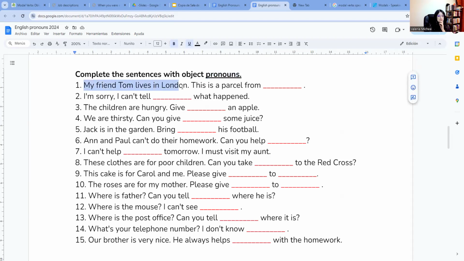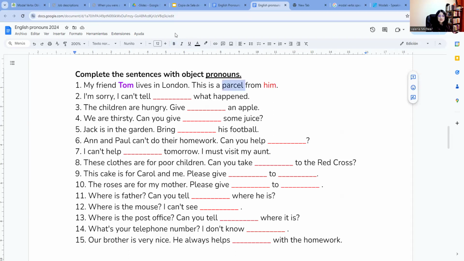My friend Tom lives in London. This is a parcel from him. How do we know it's "him" here? Because we are talking about Tom. We are replacing the subject with the subject pronoun, yes. Our subject is Tom. Usually the subject and the object are similar, usually, but not always. We are going to see some other examples.